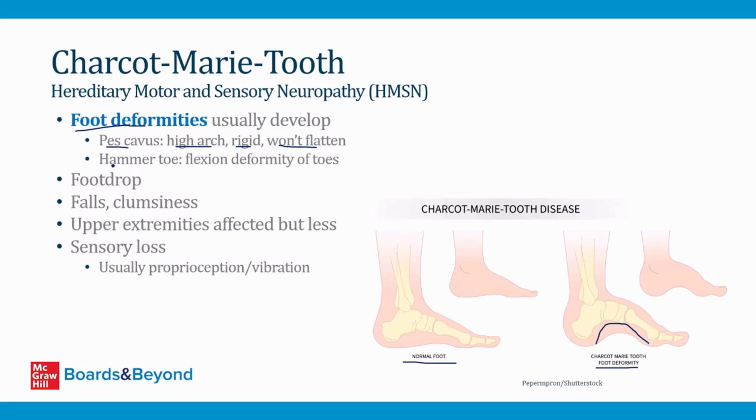The other finding is called a hammer toe. This is a flexion deformity of the toes. I'll show you a picture of this in just a second. Beyond these deformities, children with this condition often have foot drop, and this leads to falls and clumsiness. The upper extremities can be affected, but they are affected less. This is mostly a disorder that involves the legs and the feet. And then there can be some sensory loss, especially in the feet, involving proprioception and vibration.